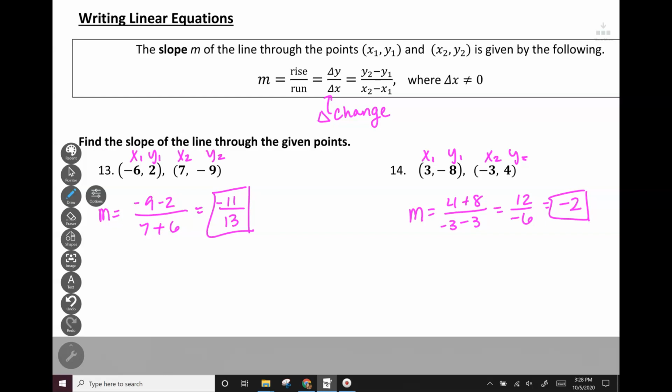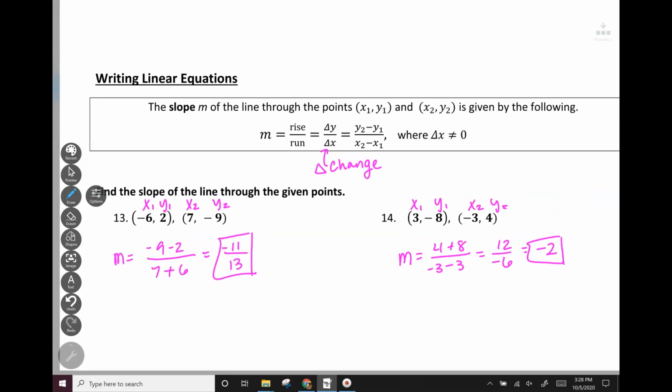All right, so just a quick little recap over calculating slope. That's it for our notes today. We will finish these notes tomorrow.